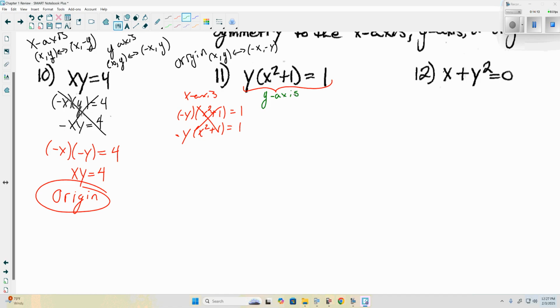Y-axis. This time we're going to replace x with negative x. Now here we can do some simplifying. Our negative x squared, negative x times negative x is positive x squared. Is this back where we started? Yes. So it is symmetric with respect to the y-axis.